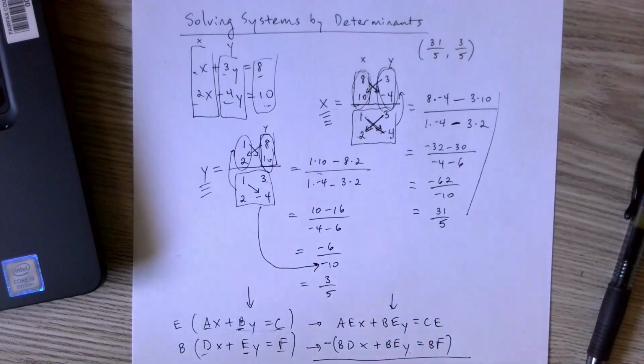Okay, so that is solving systems by determinants. It's brand new for most of you. It takes practice, so make sure that you do practice determinants. You can take 2x2s that we've already solved by substitution or linear combination and do them again by determinants and see if you get the same solution you got before. Okay?